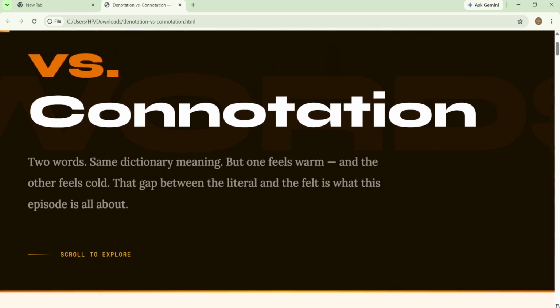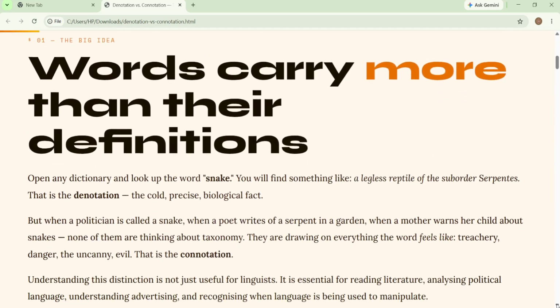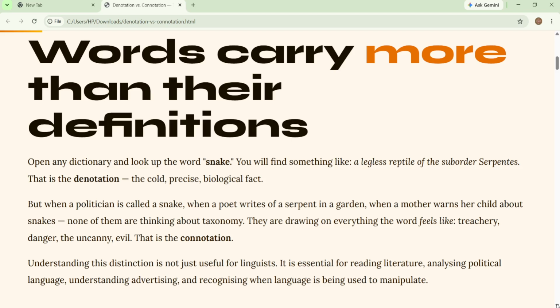So let's move forward, starting with the first part, which is words carry more than their definitions. Open any dictionary and look at the word snake. You will find something like a legless reptile of the suborder Serpentes. That is a denotation, which means dictionary meaning. This is a precise and biological fact about the snake.